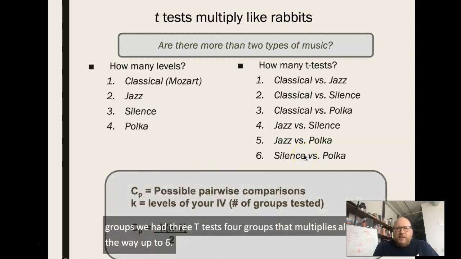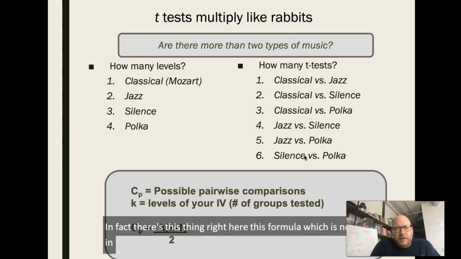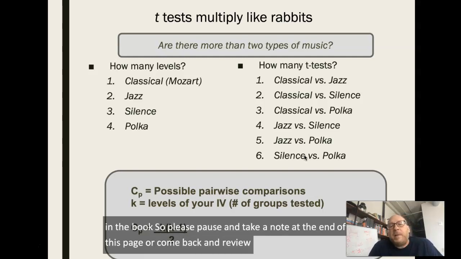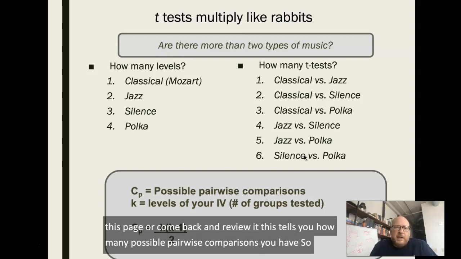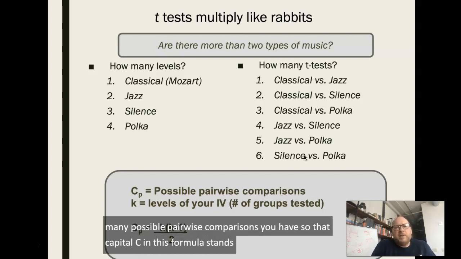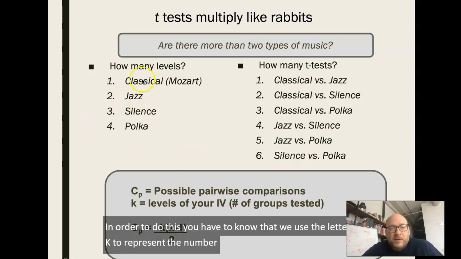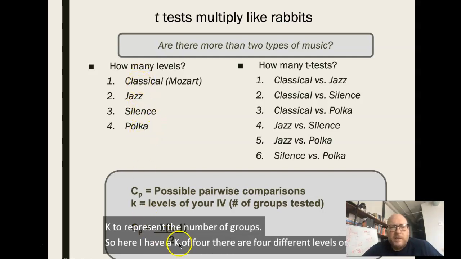In fact, there's this formula right here, which is not in the book, so please pause and take a note at the end of this page or come back and review it. This tells you how many possible pairwise comparisons you have. The capital C in this formula stands for comparisons and P stands for pairwise. In order to do this, you have to know that we use the letter K to represent the number of groups. So up here, I have a K of 4. There are 4 different levels or 4 conditions.